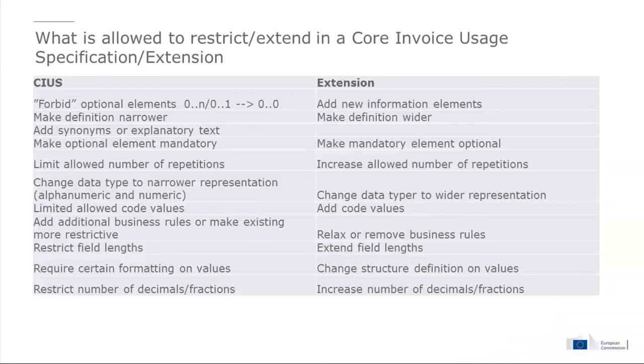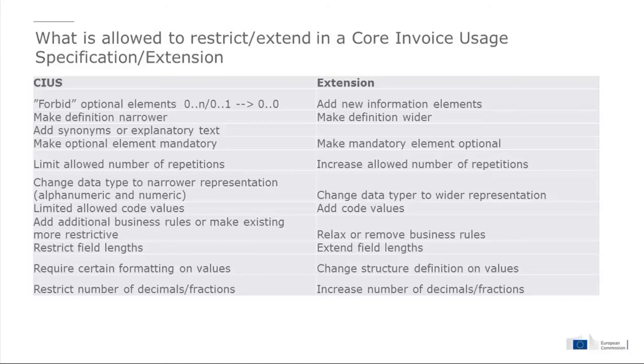And looking at what is allowed in a Core Invoice Usage Specification and an extension, I've taken these from the standard itself. First of all, it's important to underline that even though these types of restrictions, which I will mention soon, are possible in a usage specification, it doesn't mean that they are good ideas, because as we will get to, they may hamper interoperability and cause problems depending on how they are applied. But technically, if you want to create a true subset of a model, there are a few things that you can do.